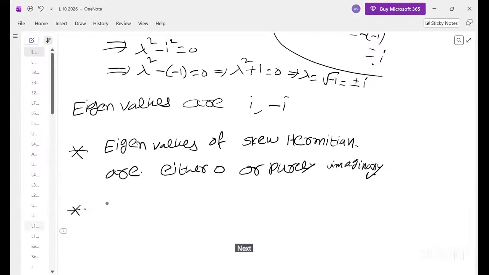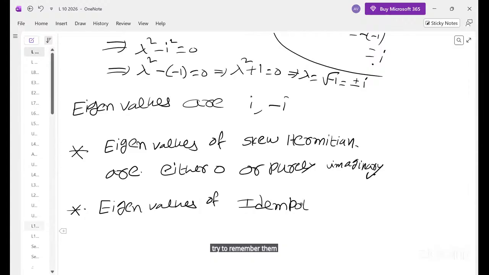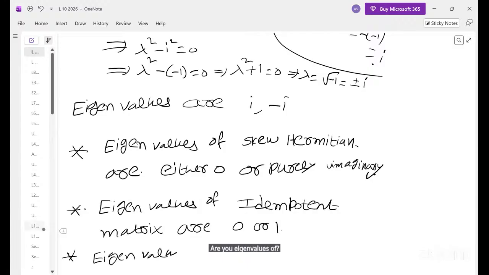Next one. Eigenvalues of an idempotent matrix. Try to remember them because a contest has come. I am giving here: idempotent matrix eigenvalues are either 0 or 1. Eigenvalues of a nilpotent matrix.